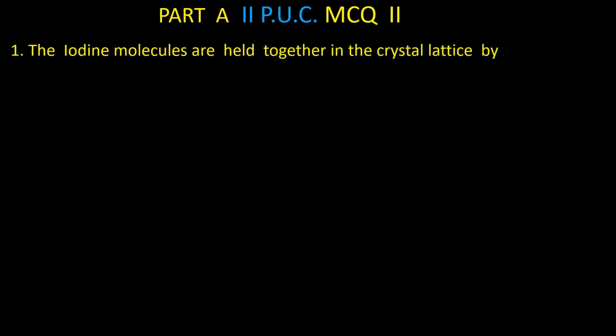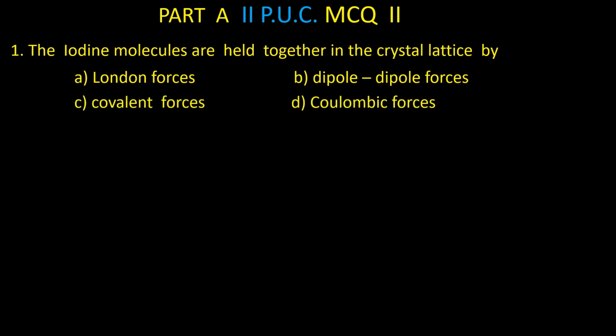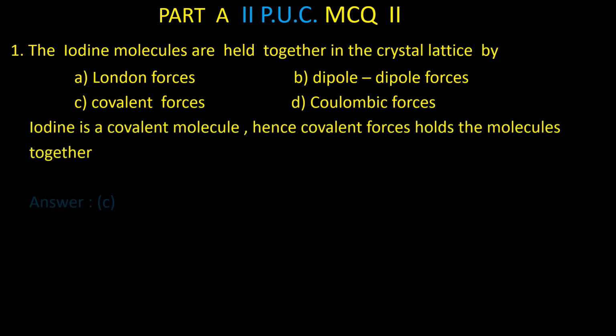The iodine molecules are held together in the crystal lattice by A. London forces, B. Dipole-dipole forces, C. Covalent forces, D. Coulombic forces. Dear friends, here iodine molecule is the covalent molecule. So in one iodine molecule, two iodine atoms will be held together by covalent bond. So it is definitely the covalent forces that will be holding the iodine atoms together in the crystal lattice. So the correct option is the third option, that is C.